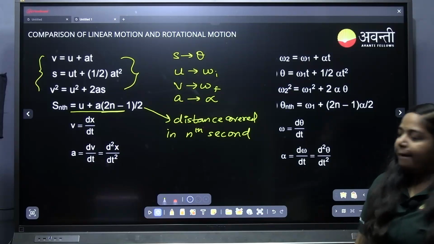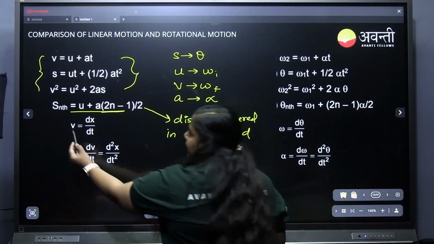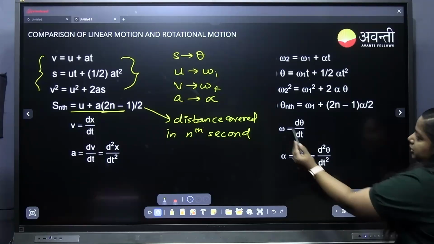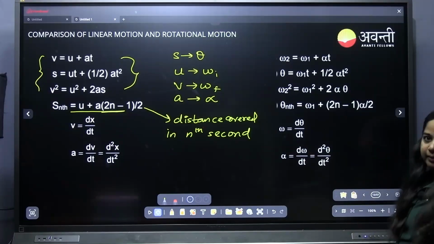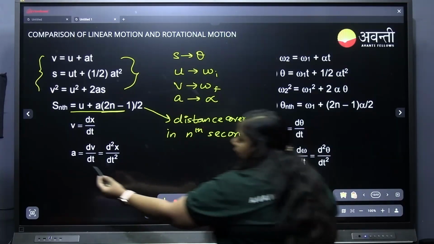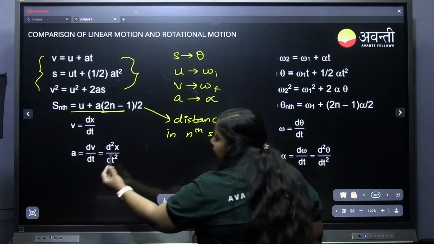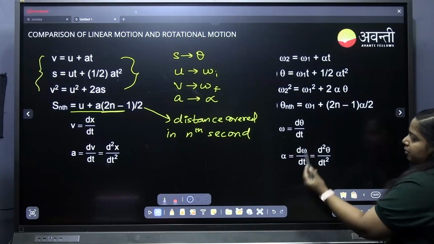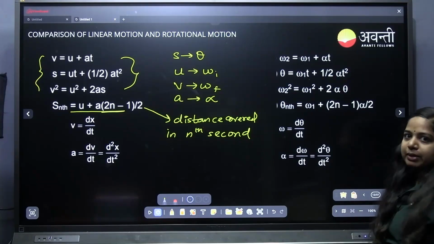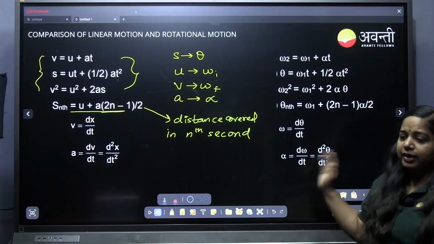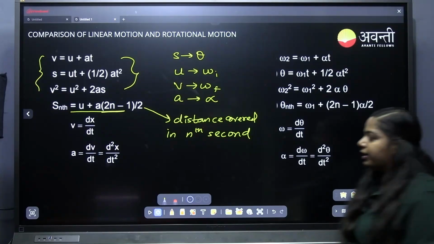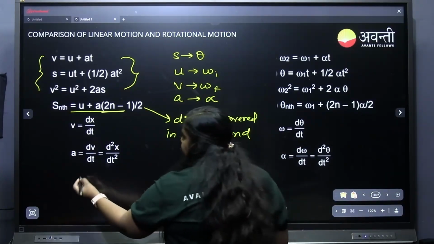Okay, and we know that linear velocity v equal to dx by dt. So angular velocity omega will be d theta by dt, and linear acceleration dv by dt or d square x by dt square, angular acceleration d omega by dt, d square theta by dt square. Okay, understood the similarities? And some other examples I took the other day.